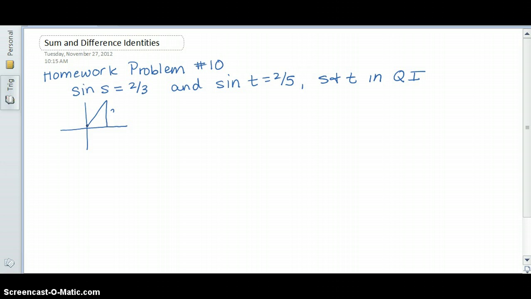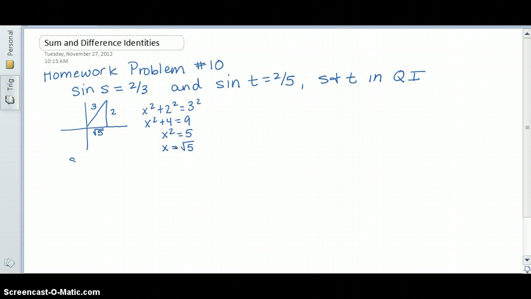So sine is opposite over hypotenuse. So to find the missing side, we're going to need to use the Pythagorean theorem. So x squared plus 2 squared is equal to 3 squared. X squared plus 4 equals 9. So x squared equals 5, and x is going to be equal to the square root of 5.